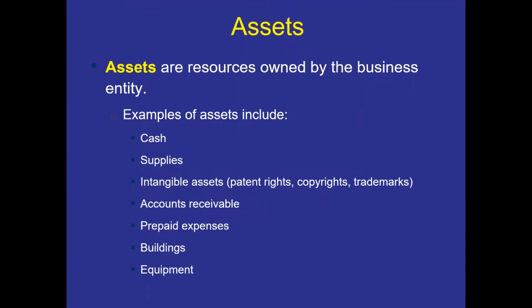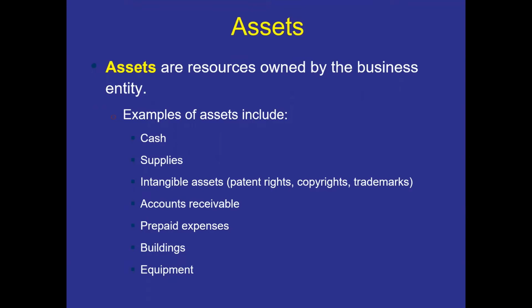Let's go over some examples of assets. Assets are resources owned by the business entity, such as cash, supplies, and intangible assets, such as patent rights, copyrights, and trademarks. We will talk about those at the end of the semester. Accounts receivable is when someone comes and purchases something from us and does not pay at that time. They're going to pay us later.